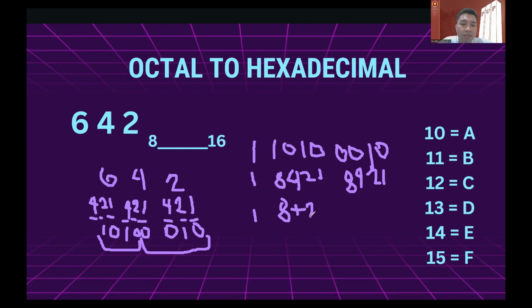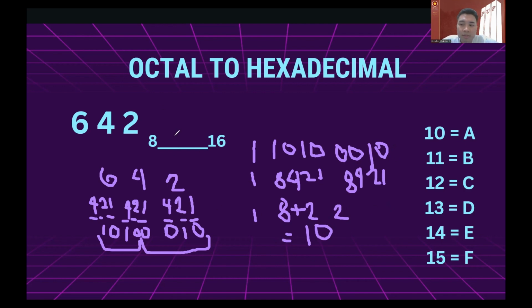So, we will just put it here. 2, then add 8 plus 2. And 0 multiplied by 1 cannot be. So, we will just proceed to the next group. So, 0, 0, 0, 0, 0, 1 times 2 is equal to 2. Then, disregard this one because it cannot be. 0 times 1 cannot be. So, 8 plus 2 is equal to 10. Then, 10 represents the letter A.